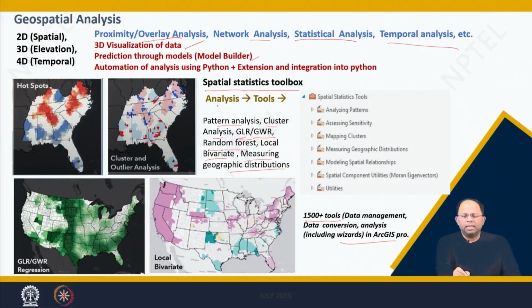So when you click on analysis, then on tools, then this box opens and you can see the different options that are there: analyzing patterns, assessing sensitivity, mapping clusters, measuring geographic distributions, modeling spatial relationships, and spatial component utilities, and so on. Like Moran's eigenvector, all these things also could be computed. So in the images you can see this is an example of hotspot analysis that's being conducted, then cluster and outlier analysis, then the different regressions over here, then local bivariate analysis, and so on.